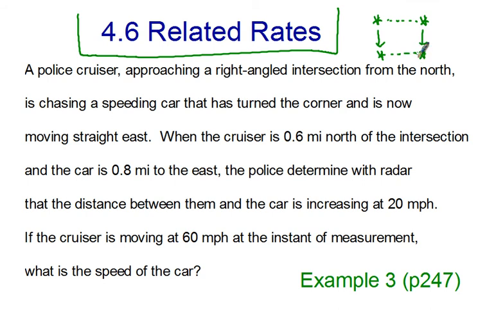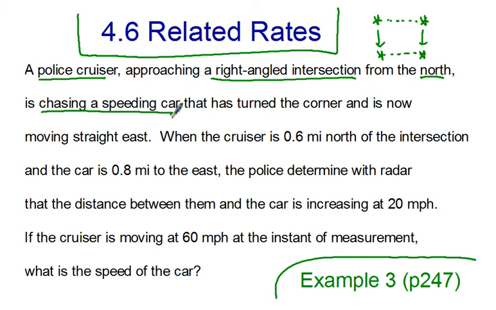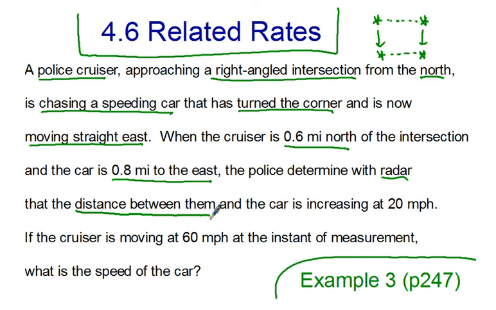This example is taken from page 247 of your text, and in it we're looking at a police cruiser which is approaching a right-angled intersection from the north. We're chasing a speeding car, exciting drama, which has already turned the corner and is now moving east. When the cruiser is this far north of the intersection, the speeding car is this far to the east, and the police are able to determine with radar that the distance between their car and the car that's speeding away is increasing at 20 miles per hour.